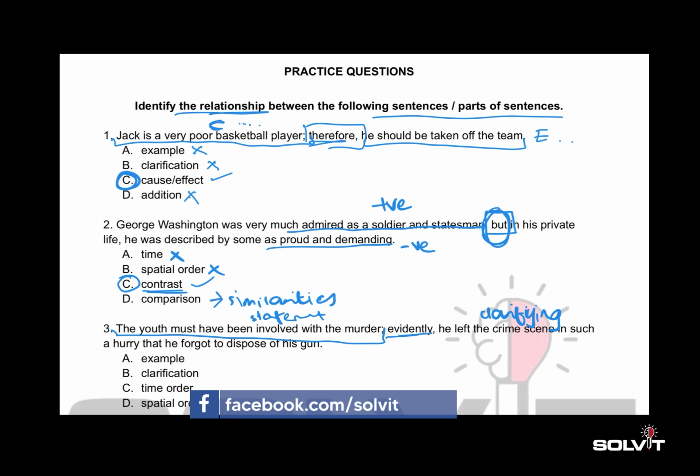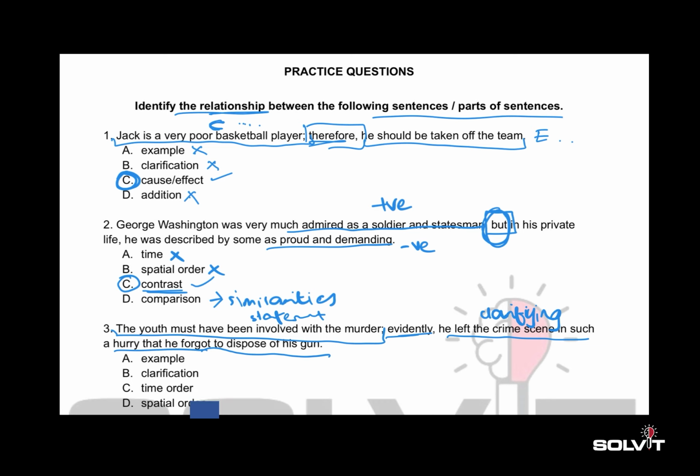Okay, so how? Because he left the crime scene in such a hurry that he forgot to dispose of his gun. Okay, so is this an example? This is not an example. This is a clarification. This is not a time order. This is not a spatial order. So the answer is B.